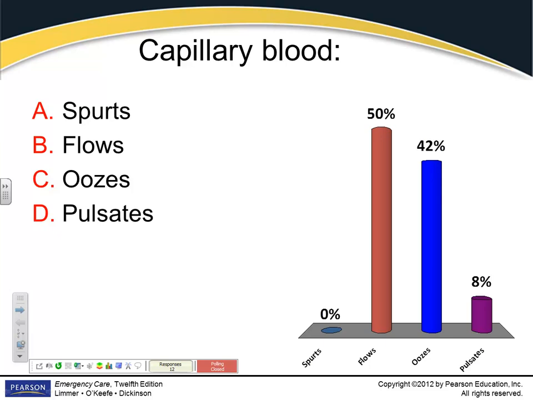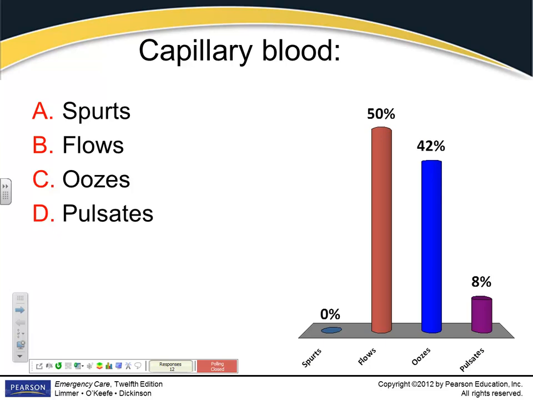The right answer is C, oozes. Yep, it oozes. What flows? Venous blood. What spurts? Arterial. The book says it plays as well. It doesn't flow. Under the picture it says slow, even flow, so capillary does not flow.